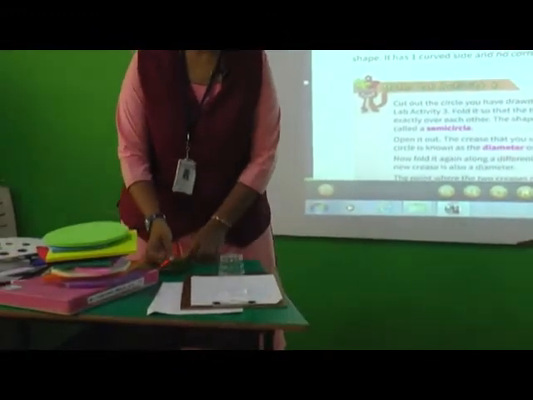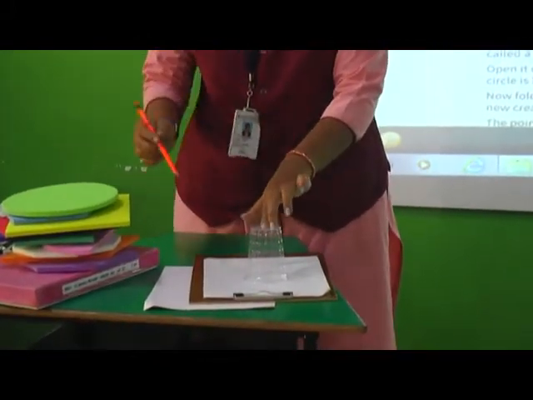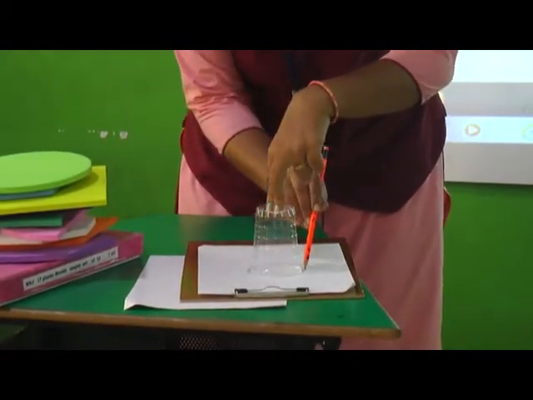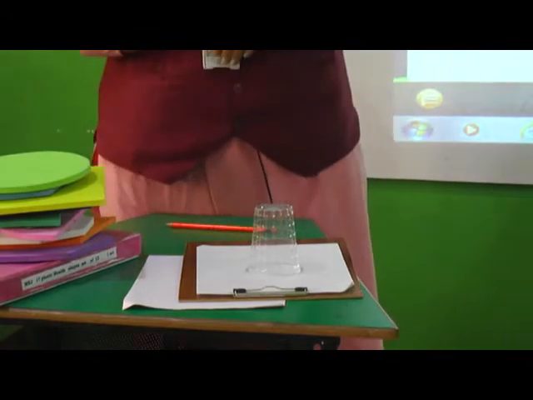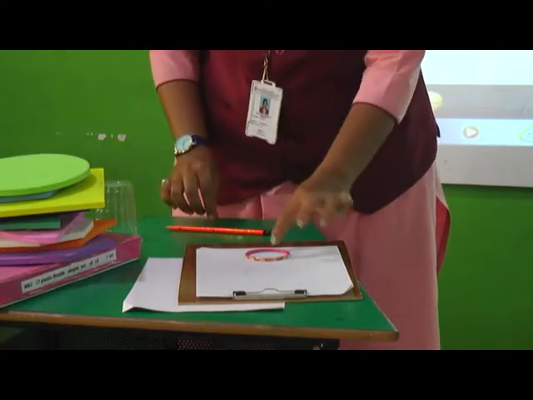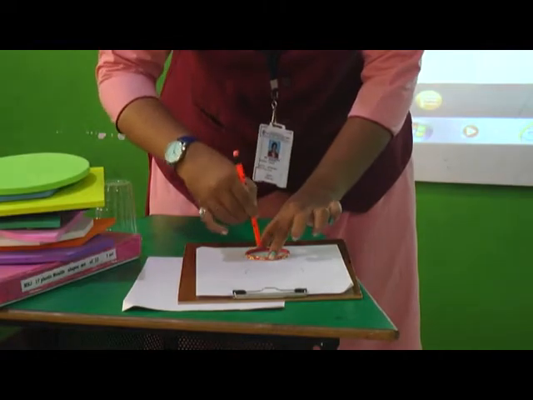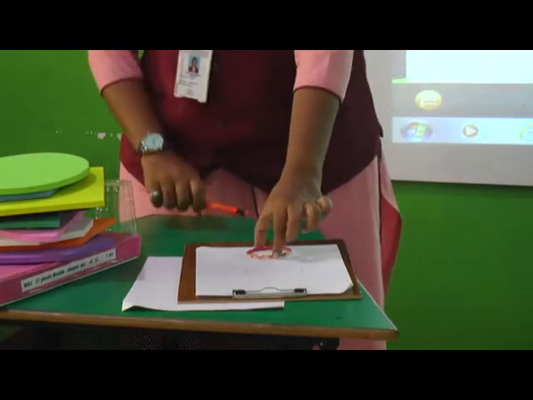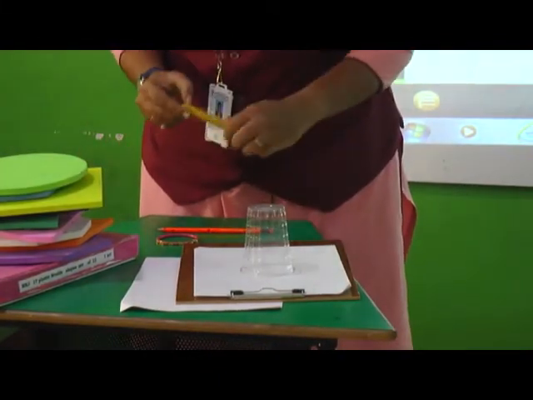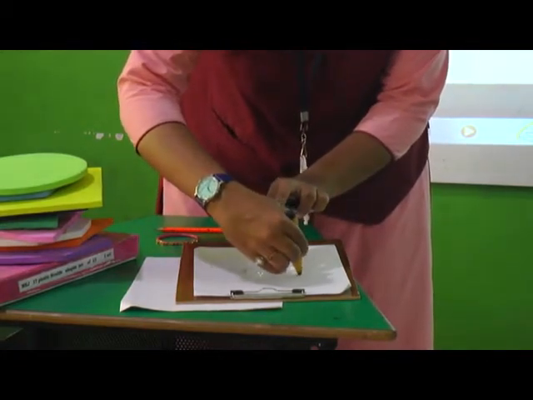See, you have to take a pencil, hold the glass properly and draw the outline in this way, or else you can take your mother's bangle also. Place the bangle, hold it properly and draw the circle. Here you have to draw with a pencil, but what I will do here is the outline I will do with a sketch pen, so you can see properly.